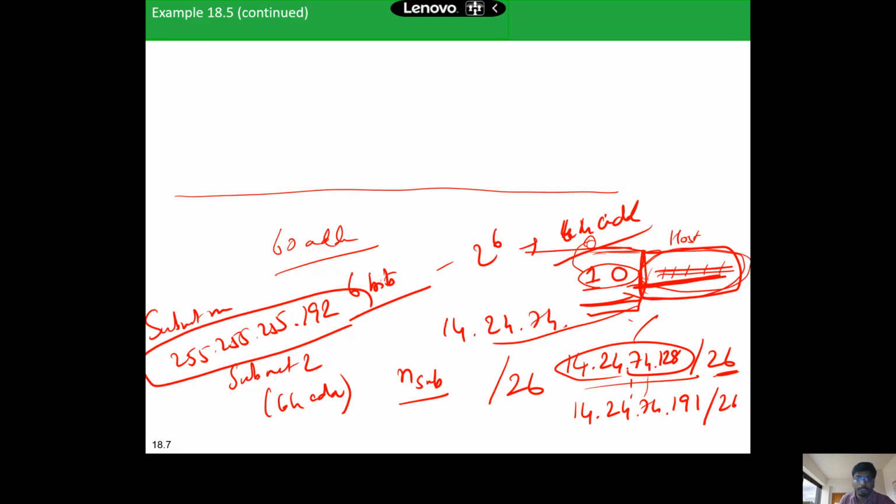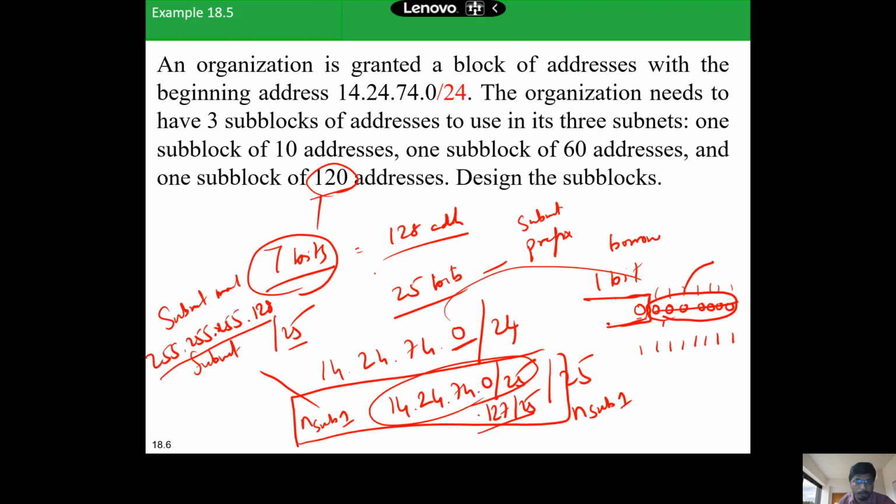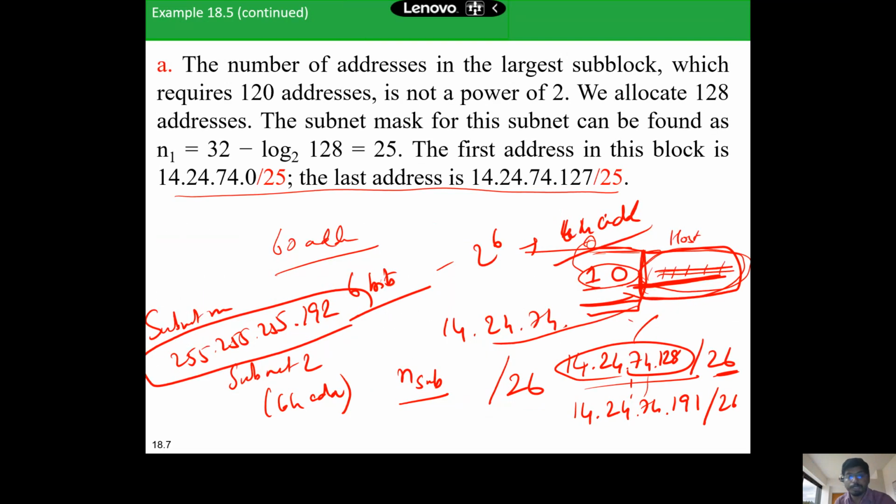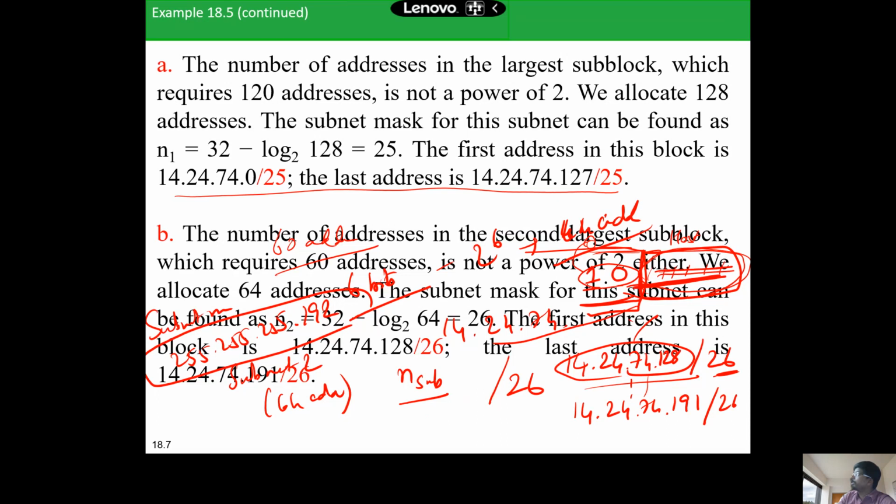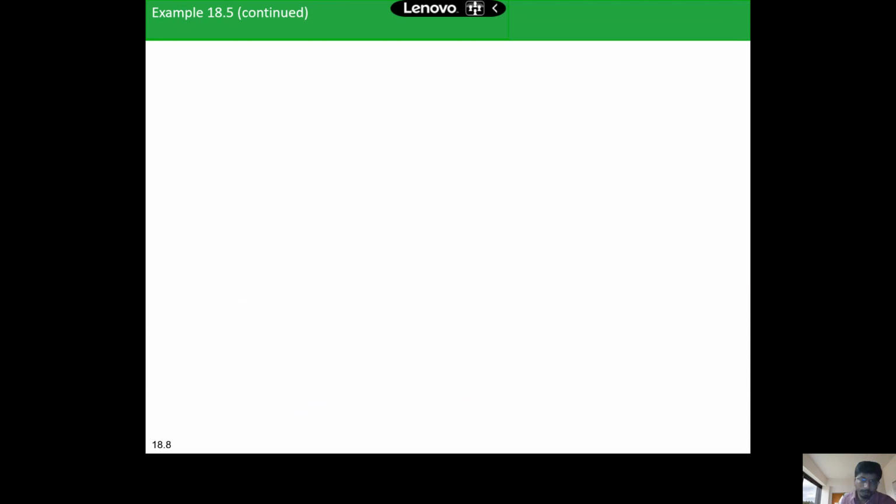Now what is the third requirement, to allot to the least block? That's going to be the last allocation that you're doing. 10 addresses are needed. So if you need to allot 10 addresses, how many bits do you need for the host portion? You can't use 3 bits. It will only give you 8 addresses. So you have to use 4 bits for the host portion, right?